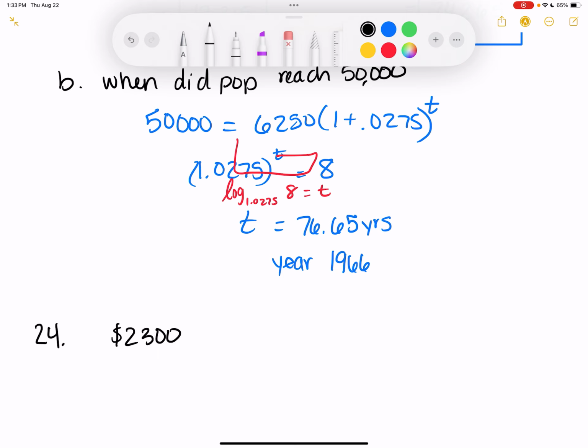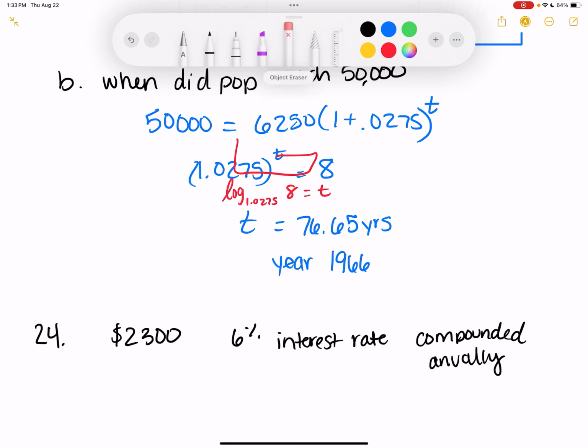John invests $2,300 into a savings account with 6% interest, or like a 6% interest rate, compounded annually. I don't think I spelled annually right. Isn't this the one that's like PERT, or am I making that up? Pert, yes. That's for continuous, but I don't know, I mix them up all the time. But this one's compounded annually.